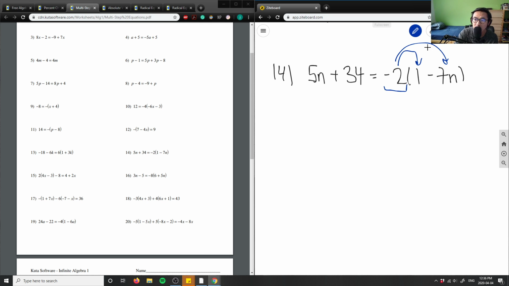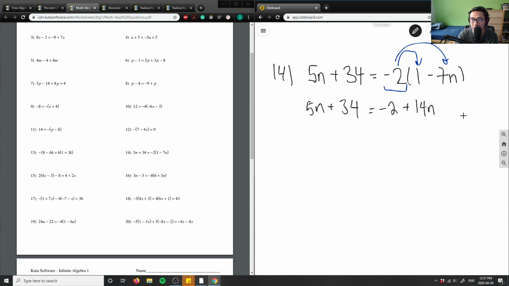So again, negative 2 here. I'm not doing anything with the left side. So 5n plus 34. This will equal, again, at the first term, I have negative 2 times 1 here, right? So negative 2 times positive 1 is simply just negative 2. Negative 2 times negative 7 here is positive 14, right? So plus 14n.